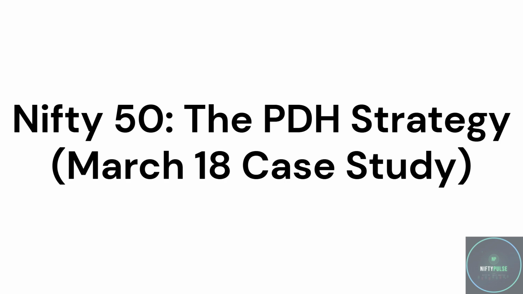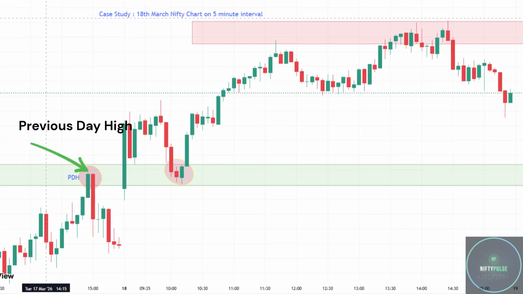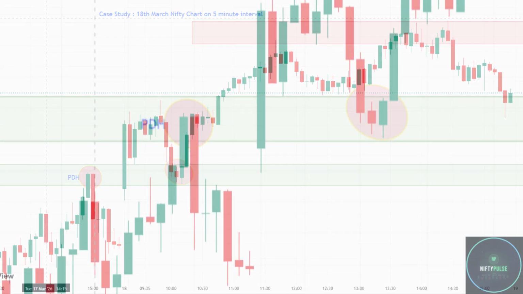Today we are looking at why the previous day high is the most important level on your chart. Let's look at Nifty on 18th March. Look at this level here, the 23,650 zone. This is our previous day high or PDH. Mark this on your charts because it's about to become our floor for the day.